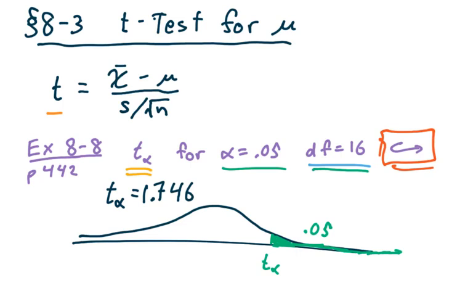And so that value we found is t subscript alpha, or the critical t value. That's what the subscript of alpha signifies, that it's tied to our significance level for our test. So it's critical in some sense. It is 1.746. So that's this t value, 1.746.